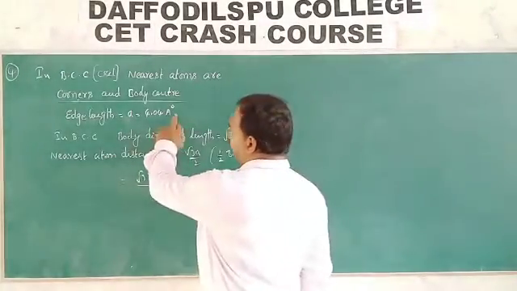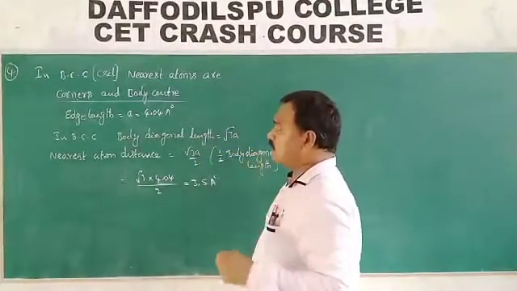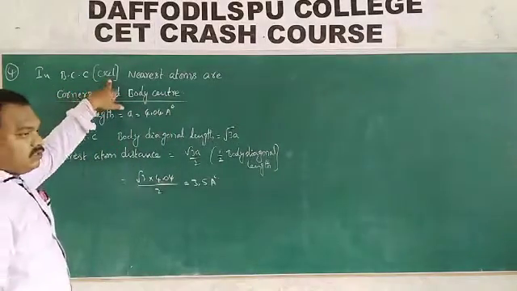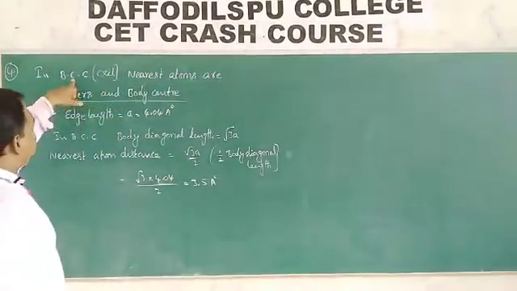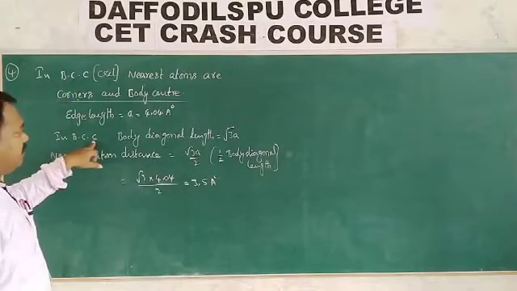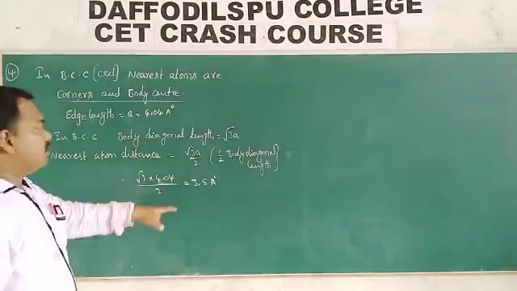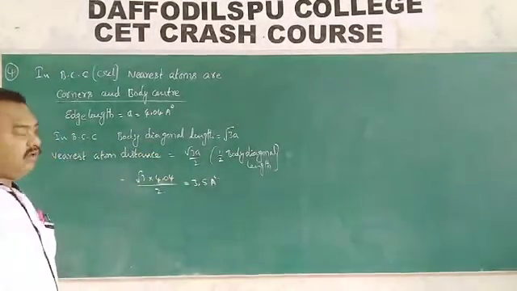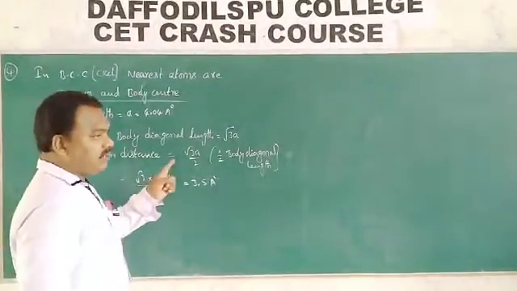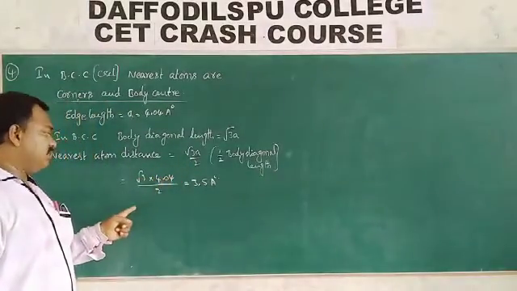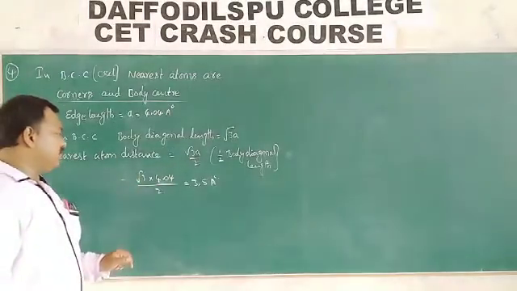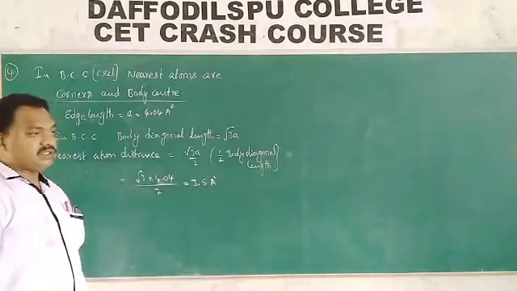So edge length is 4.04 angstroms. The solid is of BCC arrangement because cesium chloride is in BCC arrangement. In BCC, body diagonal length is root 3a. Nearest atom distance is root 3a by 2. So they are asking the nearest atom distance. So what is the nearest atom distance?